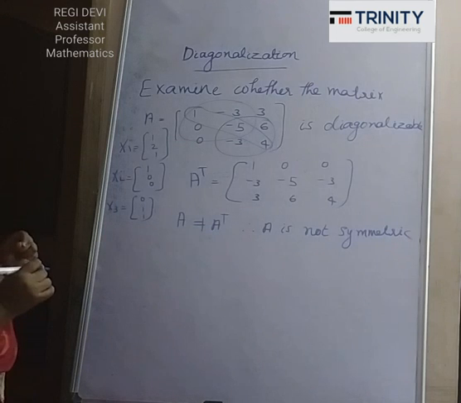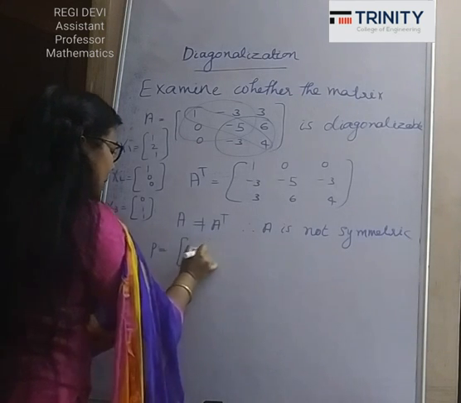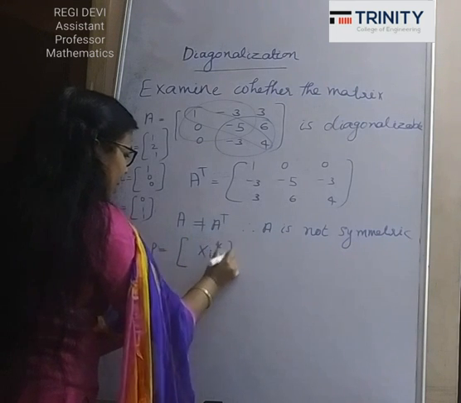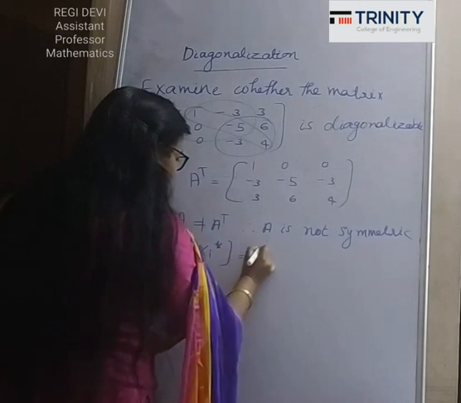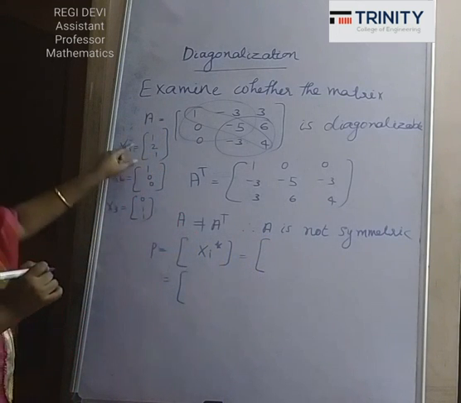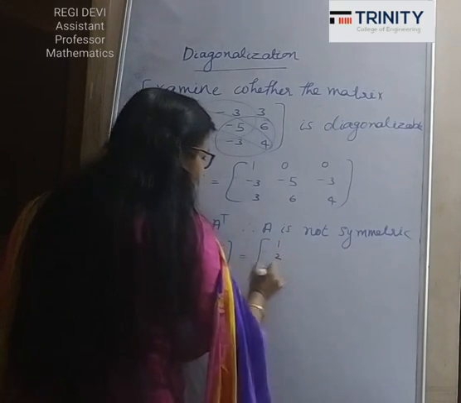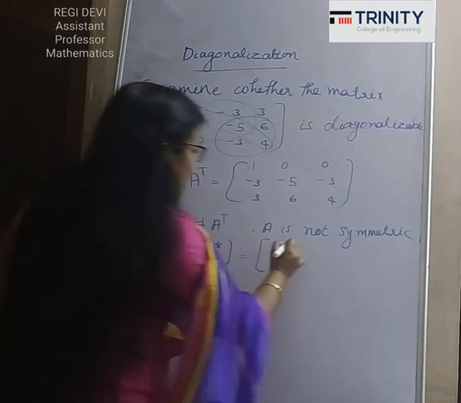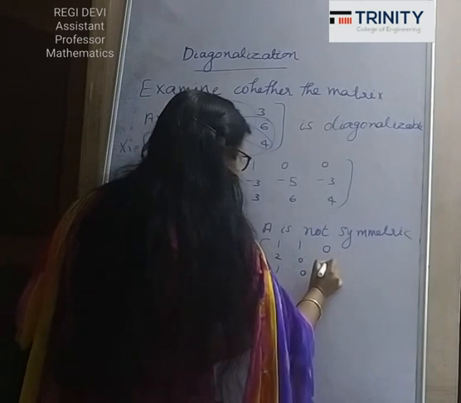So what is the model matrix P? Model matrix P is Xi star. That is first column is first eigenvector, that is 1 2 1. Second column is second eigenvector 1 0 0. Third column is third eigenvector 0 1 1.